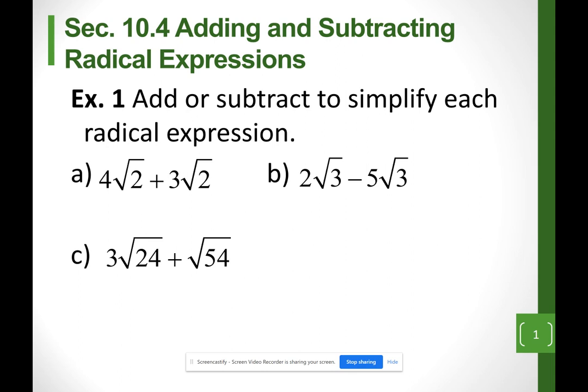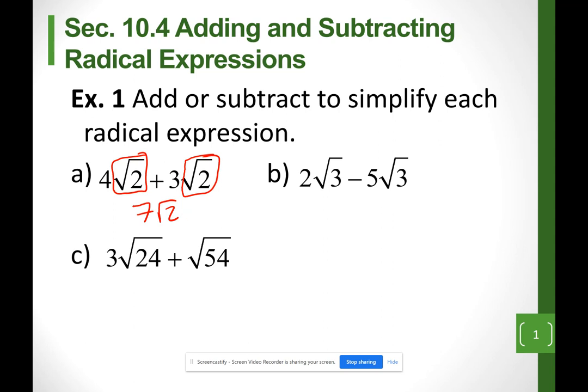All right, so we're going to be dealing with simplifying, adding, and subtracting radical expressions. So let's begin with something simple as example A. Notice that my radicals are the same thing. I have square root of 2, square root of 2. So all I'm going to do, I'm going to add the numbers on the outside. So I'm going to call this 7 square root of 2.